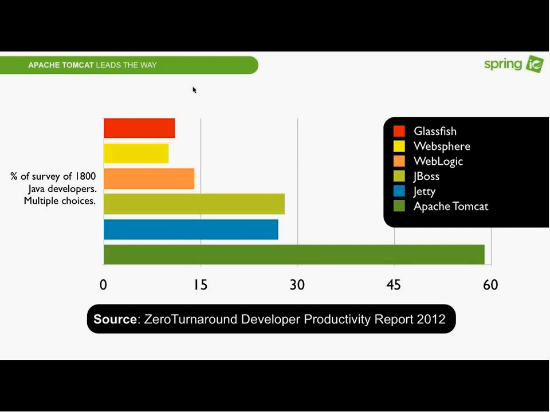Of course, by far, the most common container today is Tomcat. This, of course, is just one data point. It's the zero turnaround developer productivity report from 2012, showing that, and again, there are multiple choices here, but even with that in mind, there's no single larger, more represented application server than Tomcat. And the number 3 most well-represented application server, of course, is Jetty, both of which are just servlet containers. They're much lighter weight than anything else in the list here. So that's a validation, I think, of Spring, right? This is a great place for Spring.